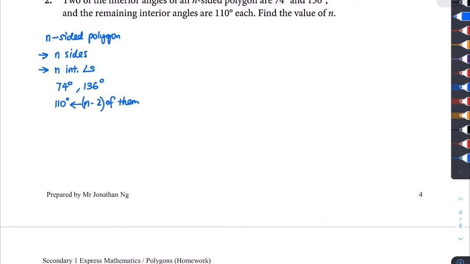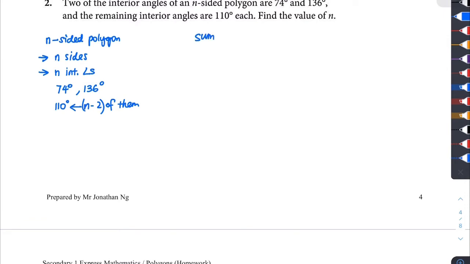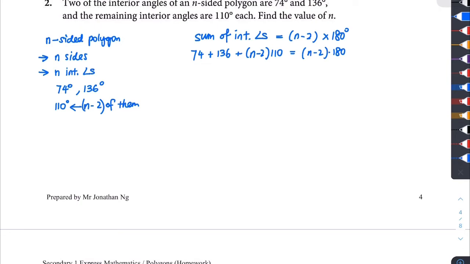So let's try to form an equation over here. Making use of the formula, sum of interior angles is equals to n minus 2 times 180 degrees. So for the sum of the interior angles, we have our 74, we have 136, and we have n minus 2 of 110. All this is going to be equals to n minus 2 times 180 degrees. Because we don't know the value of n, forming this equation, we can find the value of n.